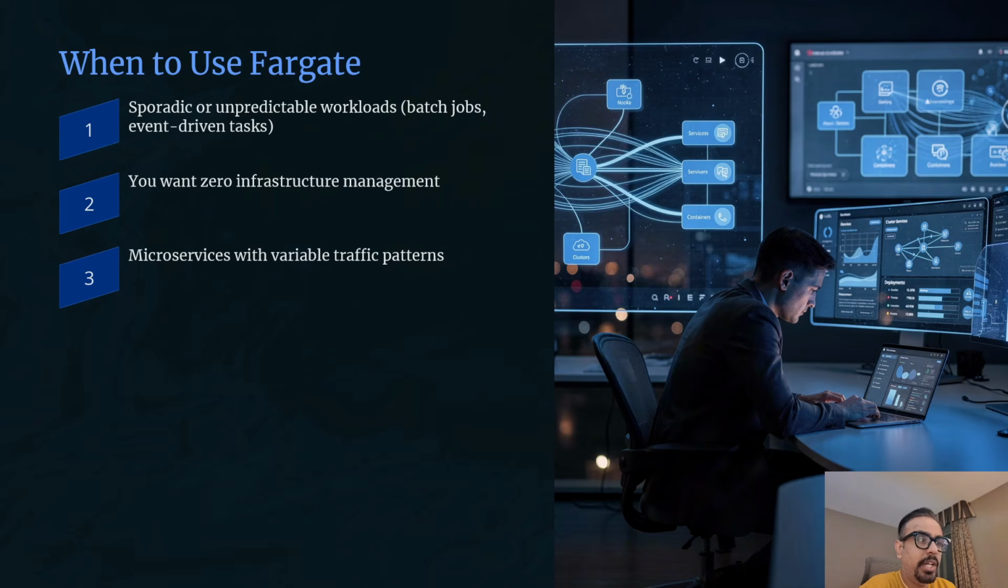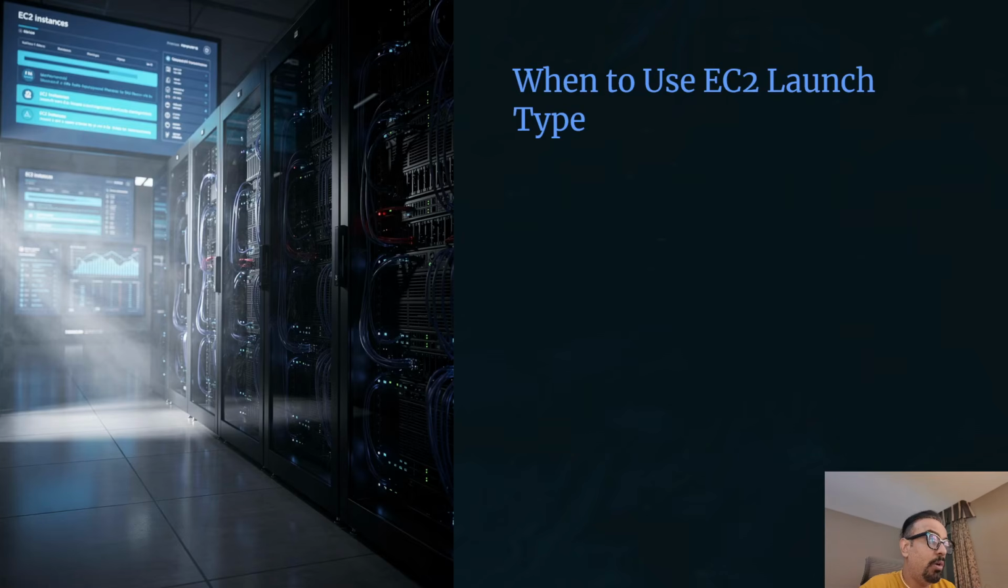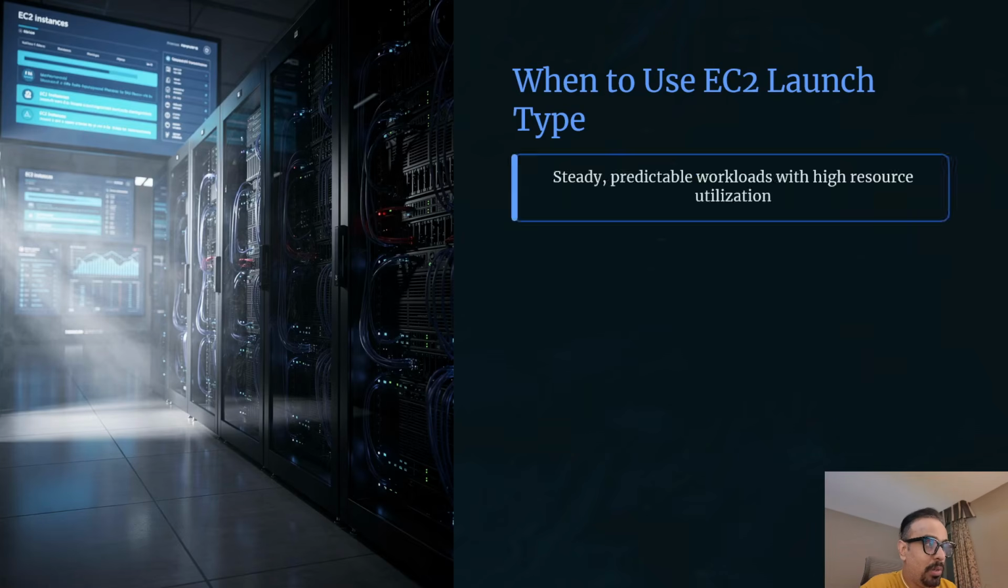If your API suddenly gets traffic, Fargate launches more instances instantly for you. Development and testing environments are ideal for Fargate. Spin up environments when needed, tear them down when done, and pay only for the actual usage. If you are experimenting with containerized applications and want to get started quickly, Fargate removes all the infrastructure complexity for you. Now let's understand when to use EC2 launch type.